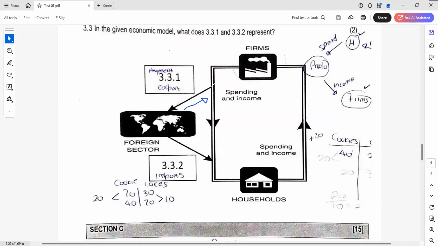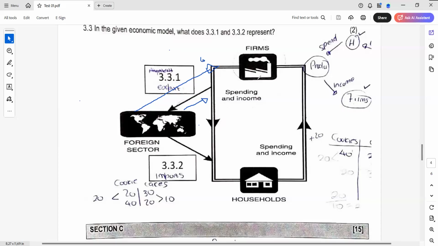But this arrow can also represent something else. Remember, the firms also buy from the foreign sector, right? So the foreign sector can provide the firms with the goods. Okay, so the foreign sector can provide the firms with the goods, right? These goods are imports because the firms are actually receiving these goods from the foreign sector.